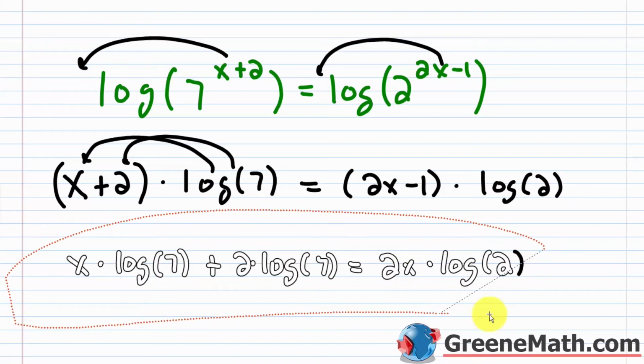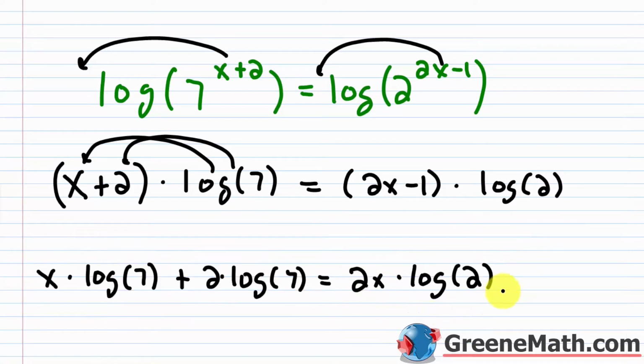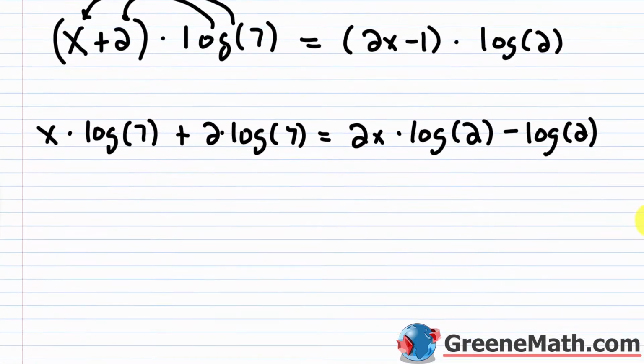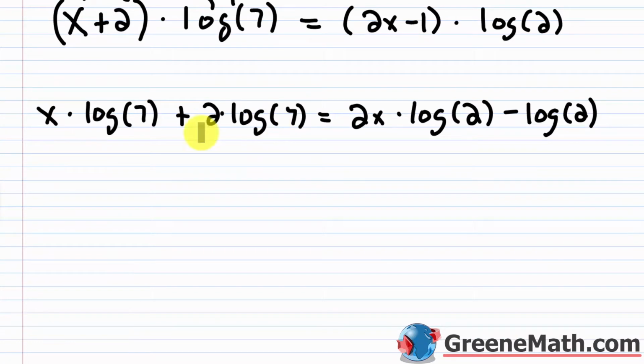Let me slide this down so I don't run off the screen. And then I'm going to have minus 1 times log of 2, which is just log of 2. Okay, so now what I want to do is get all my terms with x involved to one side. So I'm going to have this guy right here and this guy right here. Everything else you want on the other side. Again, the reason you're doing this is so you can factor the x out and then solve for it.